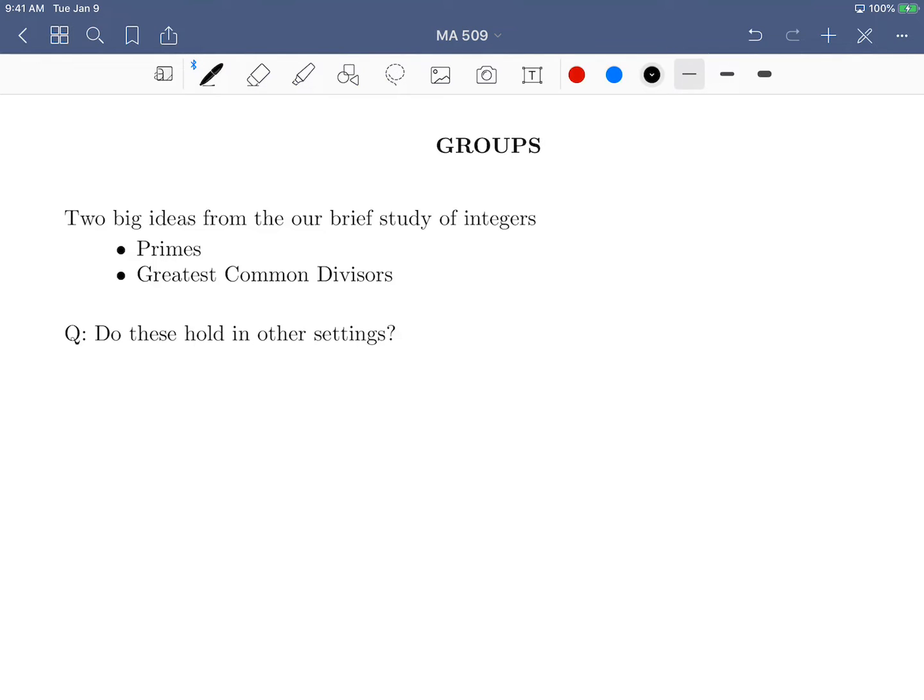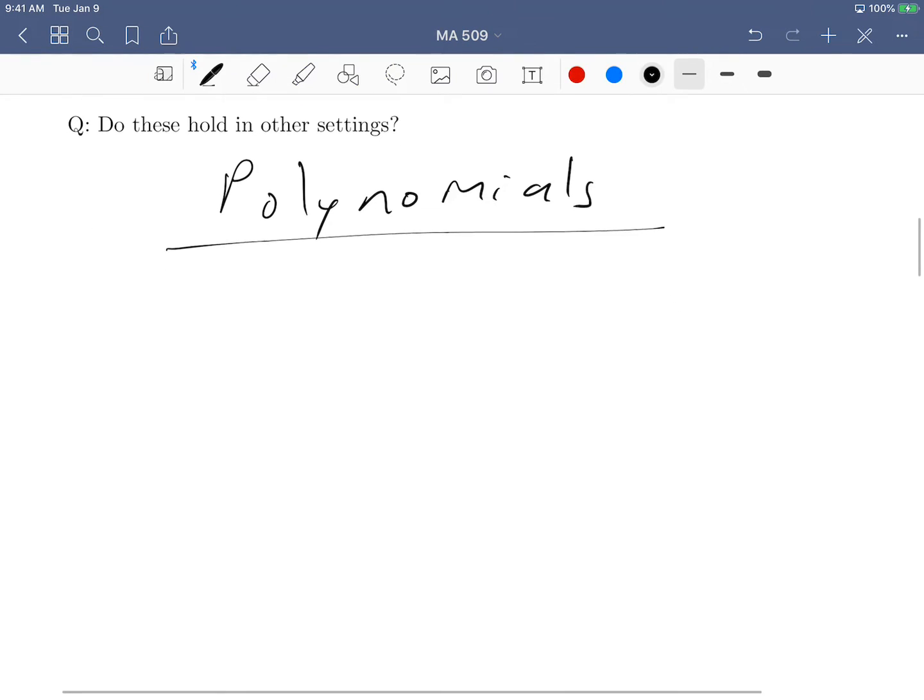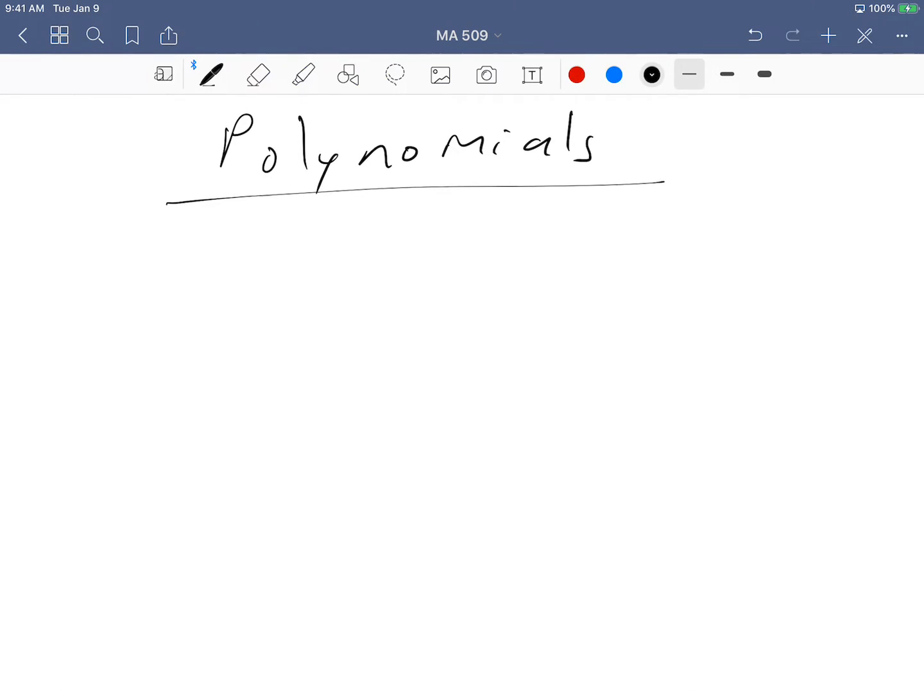And so in order to talk about this, primes and divisors, we need to have an idea of multiplication in whatever set we're going to talk about. So we're going to think about one set of things that is very useful, which is polynomials. We're going to think about the set of all polynomials. I have an idea of multiplying in polynomials. I can multiply two polynomials together and I get a polynomial. And so that lets me also talk about factoring.